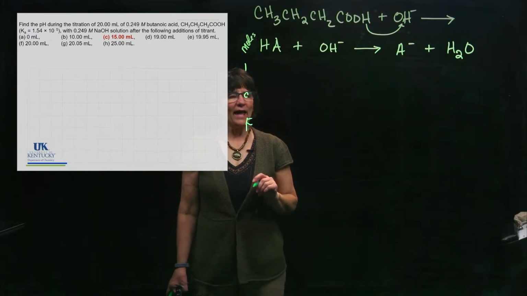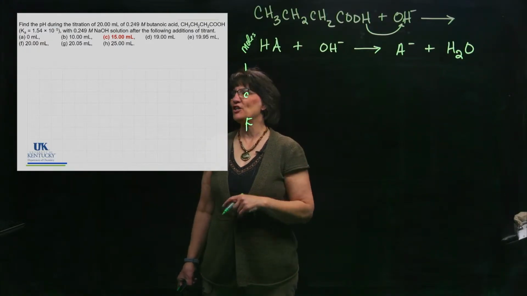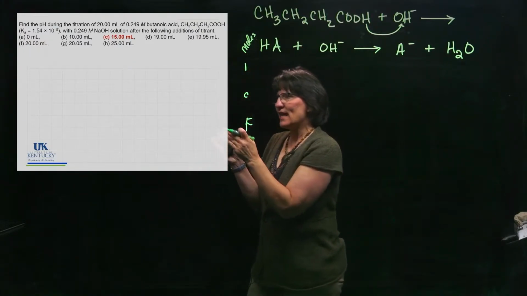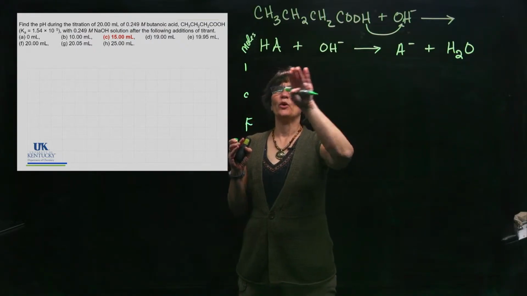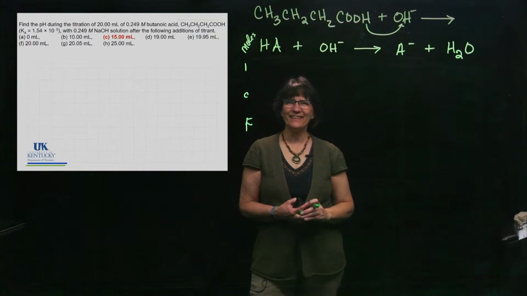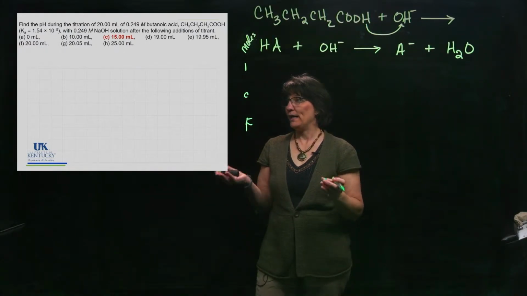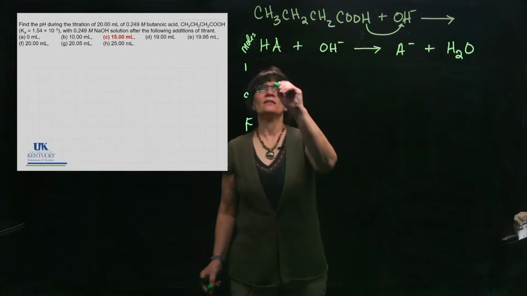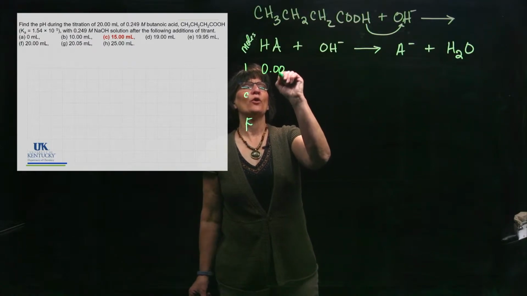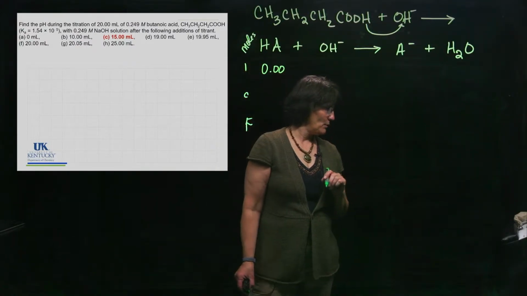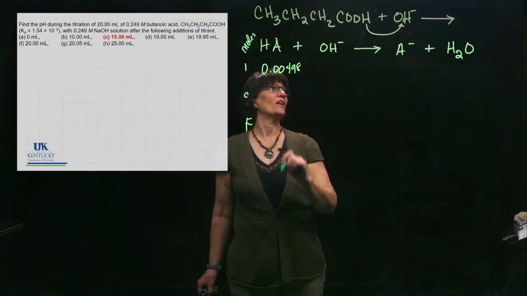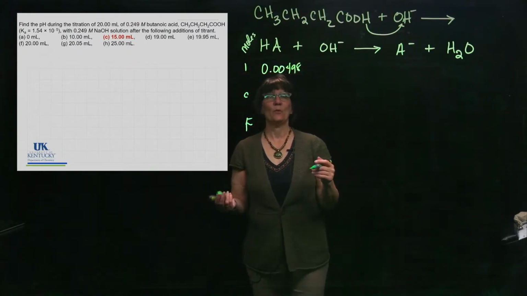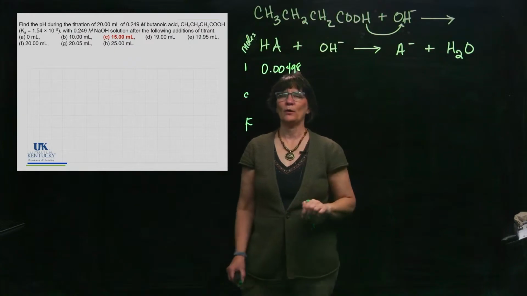Now from part A, we calculated the moles of HA, and notice, as this reaction is taking place, what are we adding? We continue to add more and more of the base. We're always starting with the exact same amount of that weak acid, so the value that sits here is never going to change. 0.00498. That is what is in the flask that we're titrating the sodium hydroxide with.